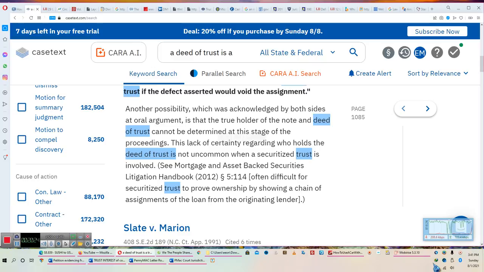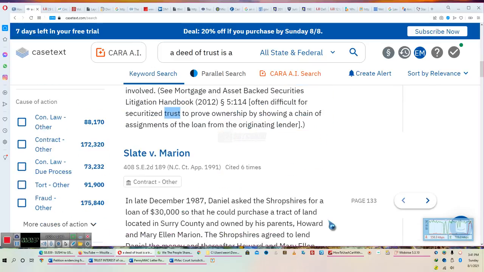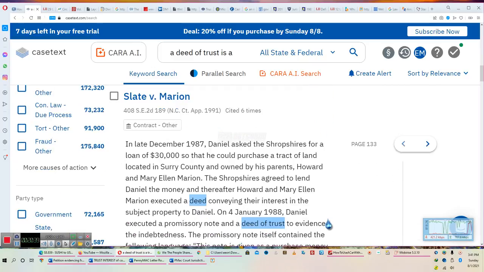Now, according to their litigation handbook for mortgage-backed securities, it is often difficult for a securitized trust to prove ownership by showing a chain of assignment of the loan from the originating lender. That is your defense, individuals.